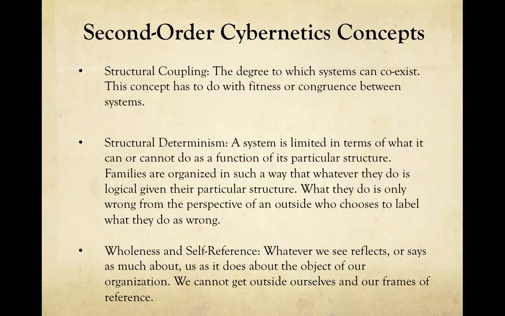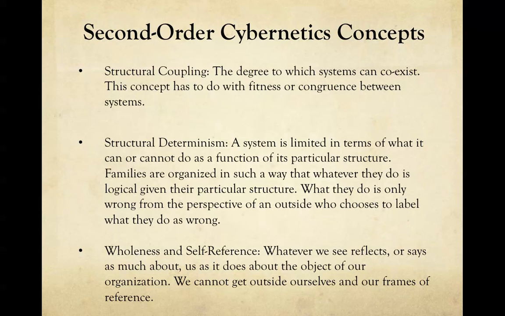What they do is only wrong from the perspective of an outsider who chooses to label what they do as wrong. This is that really challenging thing that we talked about last week. If we are looking at a family from that first order distanced observer position, it might be easy for us to identify and label what's wrong with the system. But when we do that, we're essentially operating from our own perceptions, our own convictions about what right or wrong actually is.